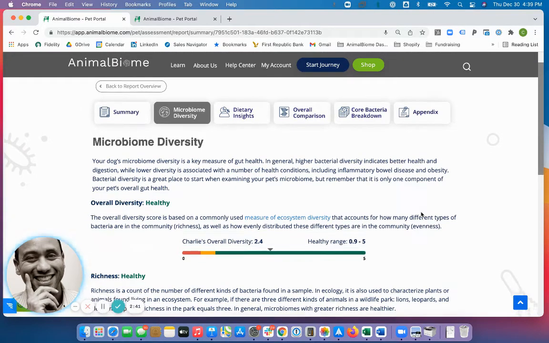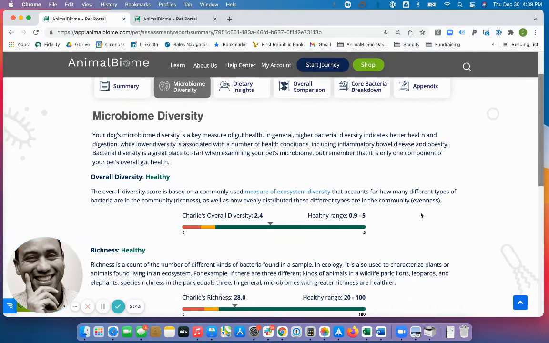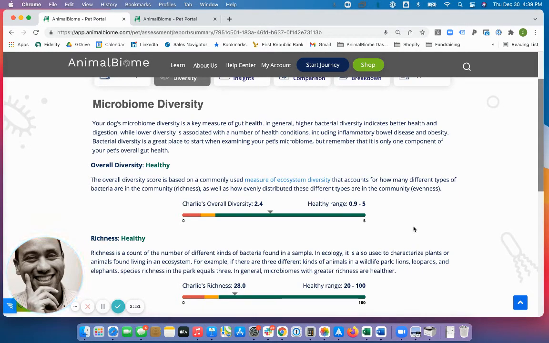The next thing we'll look at is microbiome diversity. With diversity, we measure how many different types of bacteria Charlie has in his gut and how evenly they are distributed. Think of it like a bowl of M&Ms. Are all the M&M colors represented? Red, orange, green, blue, yellow, and dark brown? Are they evenly distributed, or are there more of some colors than other colors?